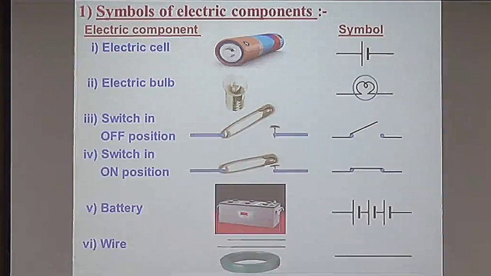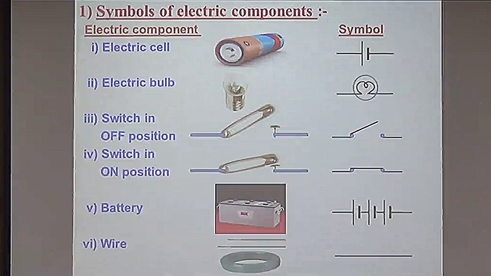And the next is switch in on position. When the switch is in on position, the current is flowing through the circuit. Therefore, the switch is connected and we can see the switch touches the wire.